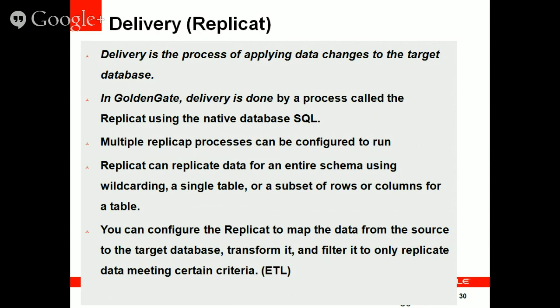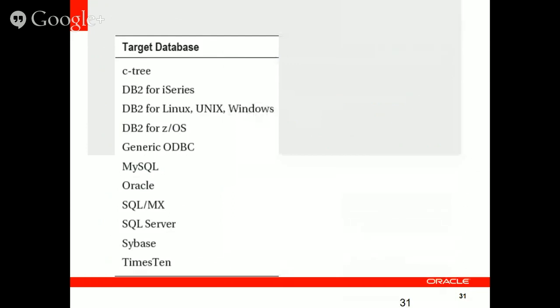You can configure the replicate process to map data from source to the target database. So this transformation is possible. The replicate process is also capable of filtering data. The target databases supported by Oracle GoldenGate are C3, DB2 for iSeries, DB2 for Linux, Unix, Windows, DB2 for z/OS, generic ODBC, MySQL, Oracle, SQL/MX, SQL Server, Sybase, and TimesTen.